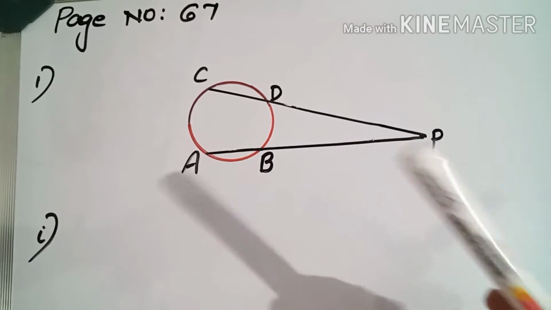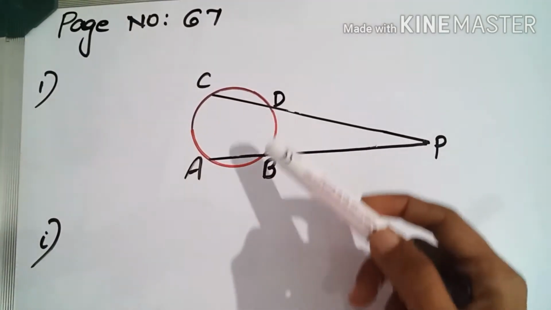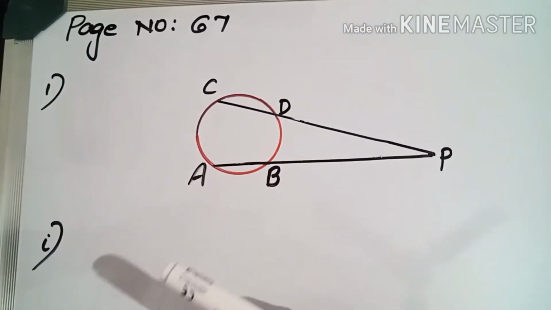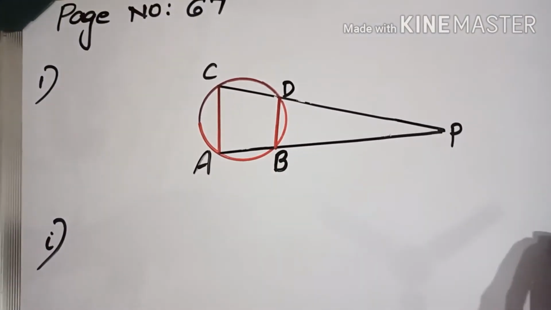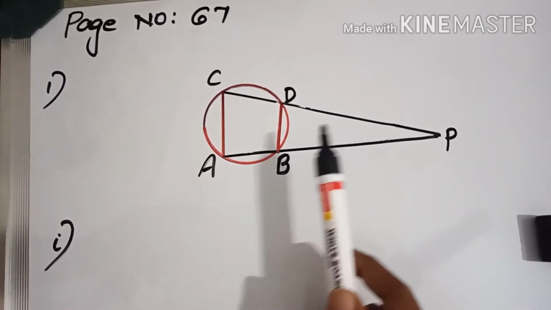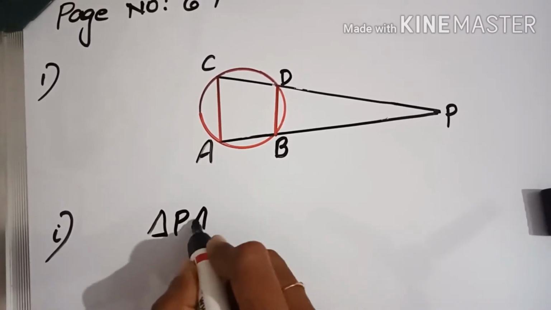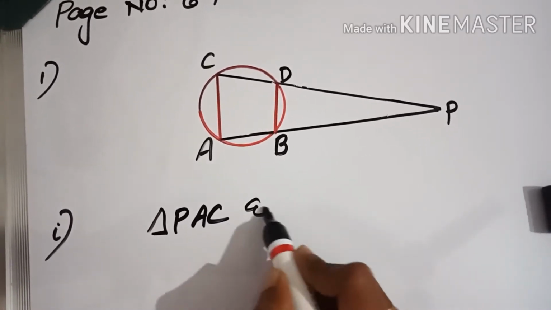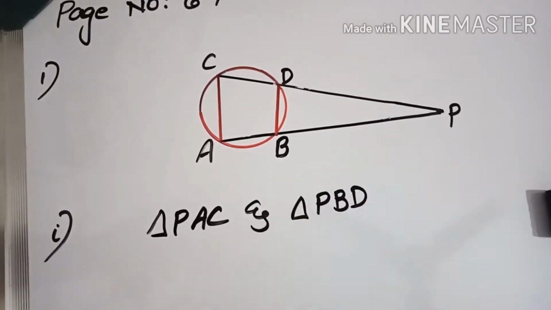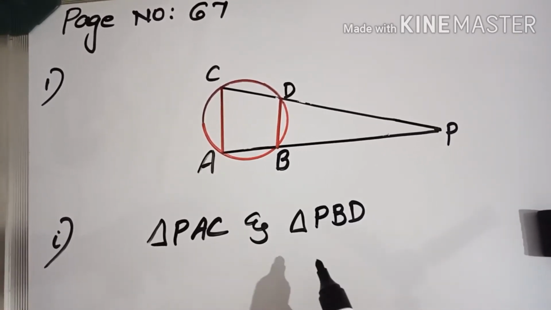But here we can't see any triangle. After joining CA and DB, we will get two triangles. So let's draw CA and DB. Join these two lines. After that, we can see two triangles here. One large triangle, that is triangle PAC, and triangle PBD. Okay, these are the two triangles. We need to prove that these two triangles have the same angles.